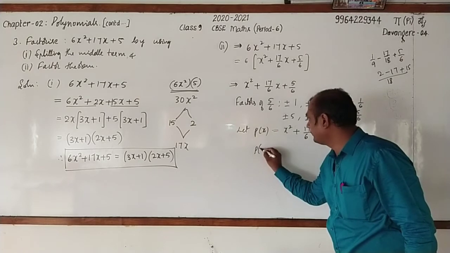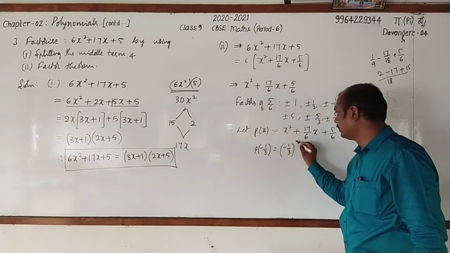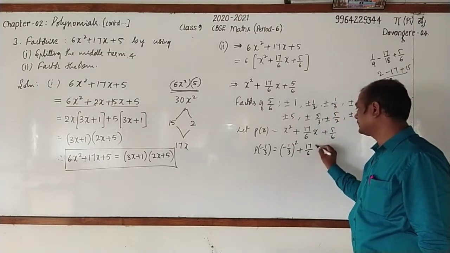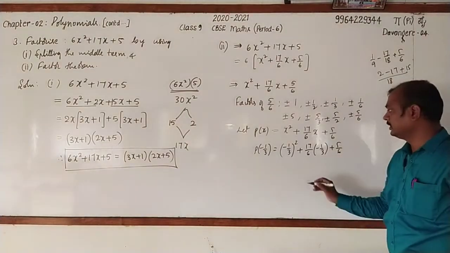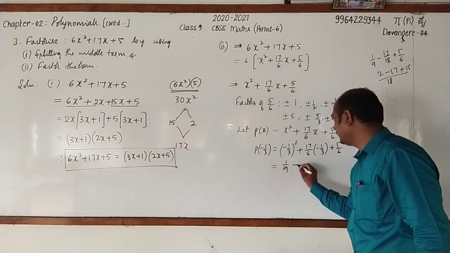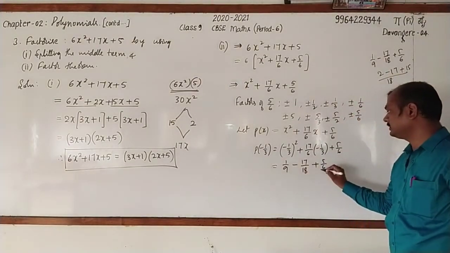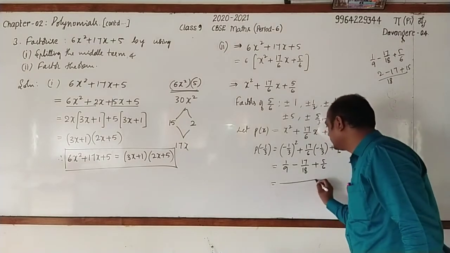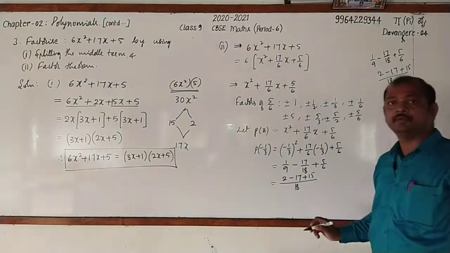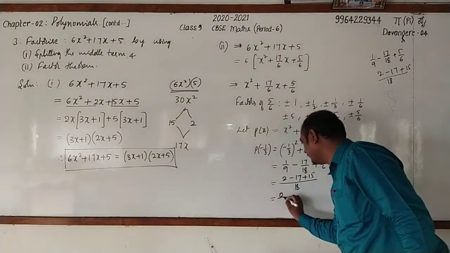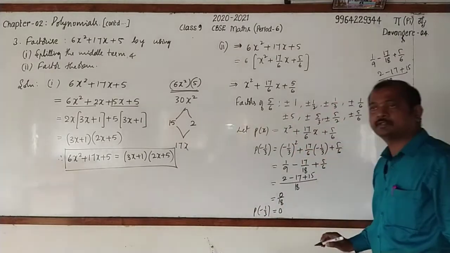P of minus 1 by 3 is equal to minus 1 by 3 whole square plus 17 by 6 into minus 1 by 3 plus 5 by 6. It is equal to 1 by 9 minus 17 by 18 plus 5 by 6. Now the LCM is 18, 9 twos are 18, this is 17, this is 15. It is 0 by 18. So P of minus 1 by 3 is 0, and 0 by anything is 0.